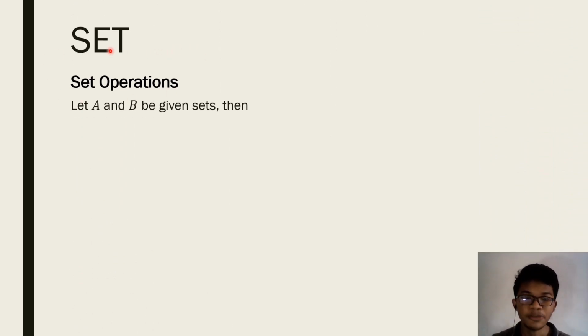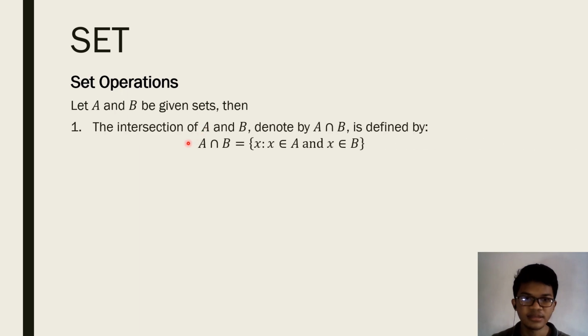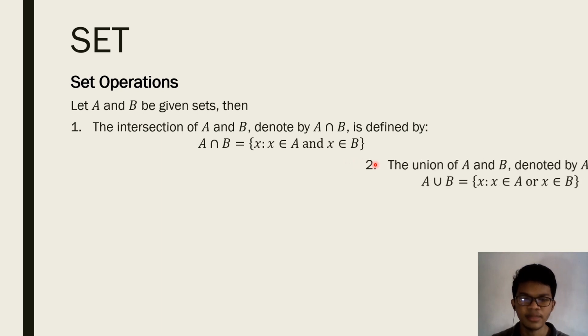Now it's about set operations. Let A and B be given sets, then the intersection of A and B, denoted like this, is defined by the intersection of A and B equals all x such that x is an element of A and x is an element of B.